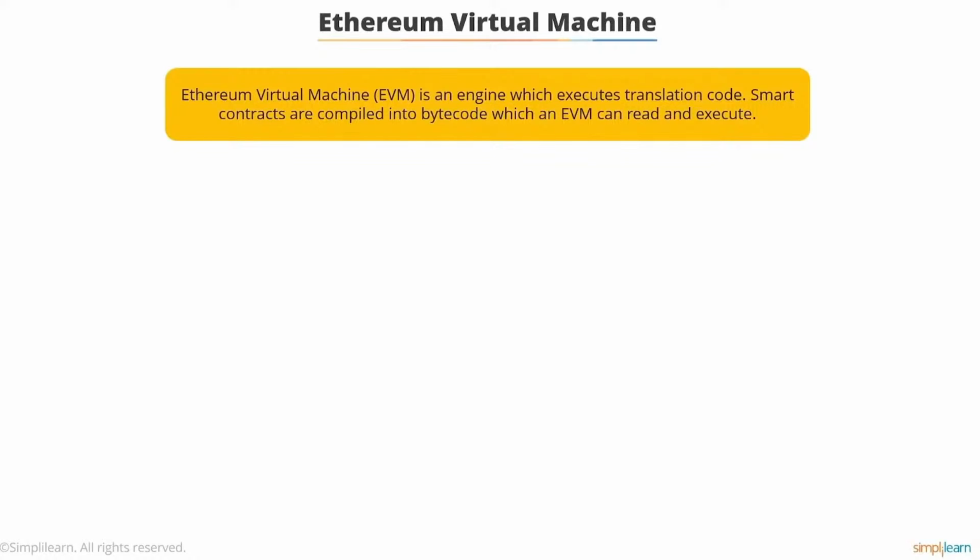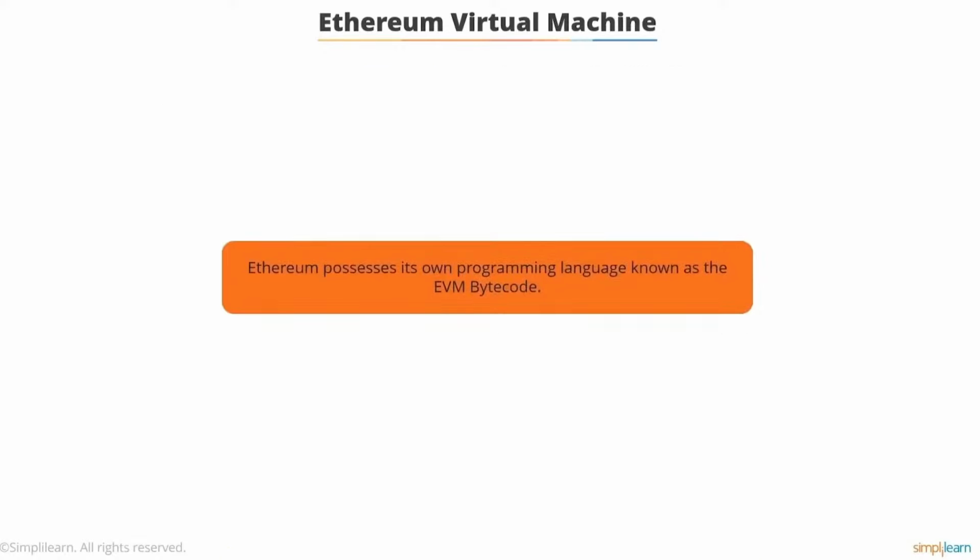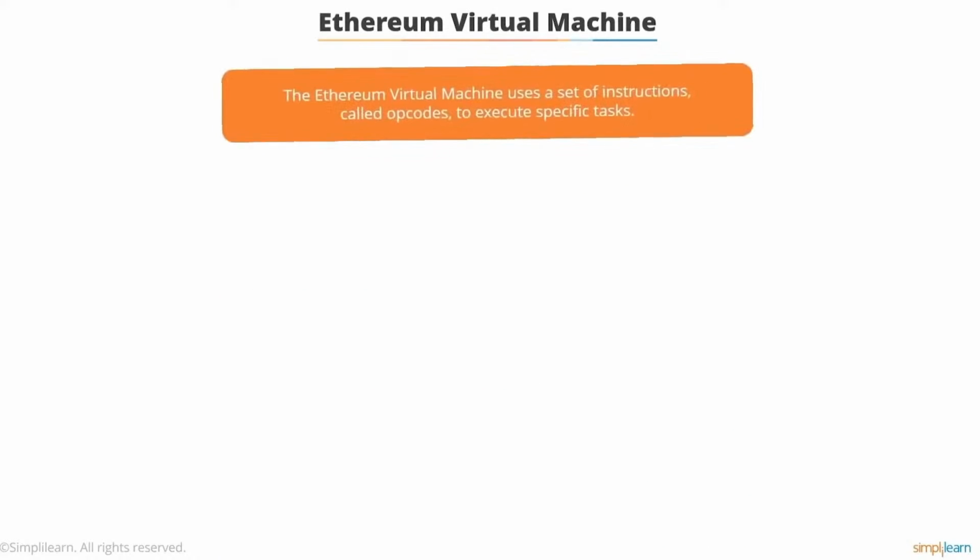Smart contracts are compiled into bytecode, which an EVM can read and execute. The Ethereum Virtual Machine can be regarded as a quasi-Turing complete machine. It possesses its own programming language, known as the EVM bytecode. Once the code is written in higher-level programming languages, the code can be compiled to EVM bytecode. The Ethereum Virtual Machine uses a set of instructions called opcodes to execute specific tasks.